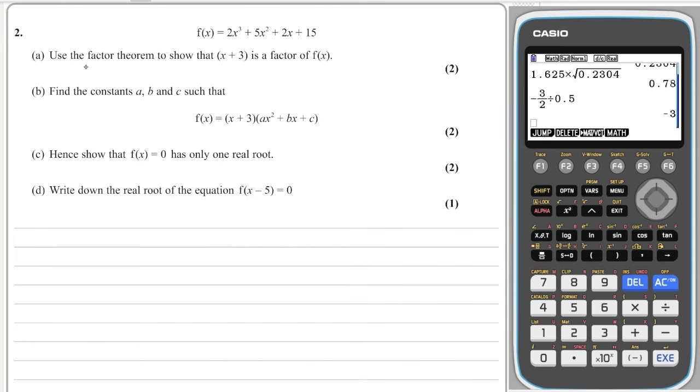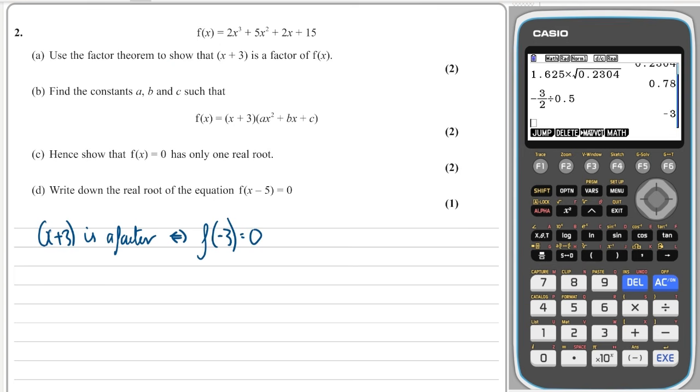Next question is factor theorem, and it says show that x plus 3 is a factor. Well, what we know from the factor theorem is that if x plus 3 is a factor, that implies that f of minus 3 will equal 0. And that works both ways as well. So we need to show that. We need to just substitute minus 3 in and show that it equals 0.